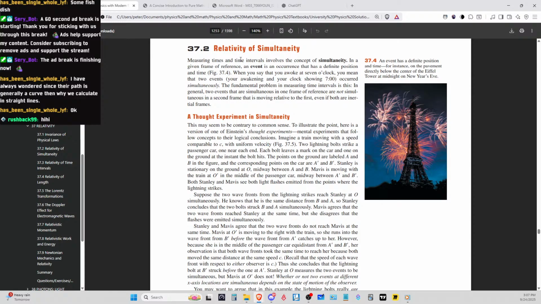Let's see. Measured times and time intervals involve the concept of simultaneity. In a given frame of reference, an event is an occurrence that has a definite position and time. When you say you woke up at 7 o'clock, you mean that two events, your awakening and the clock showing 7, occurred simultaneously. Okay.